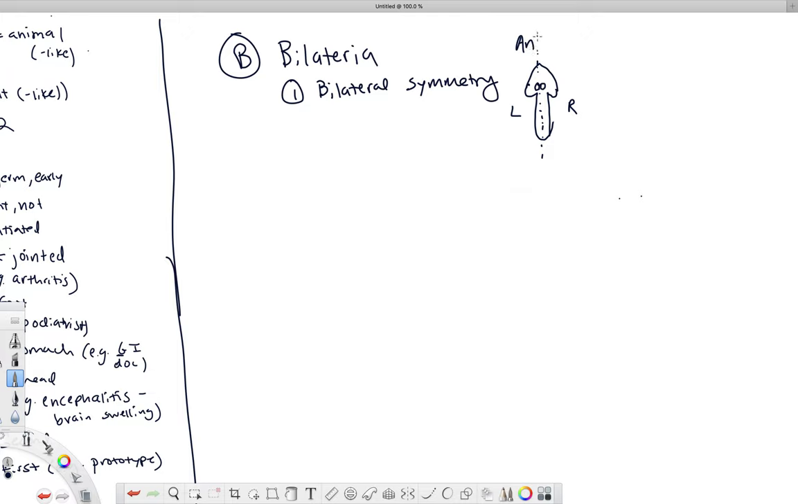So, the head region is called the anterior, the tail is the posterior, there are left and right sides, the back is called the dorsal, and then the belly is called the ventral side. So, this is supposed to be like projecting into the screen. Okay. It's one bilateral characteristic.